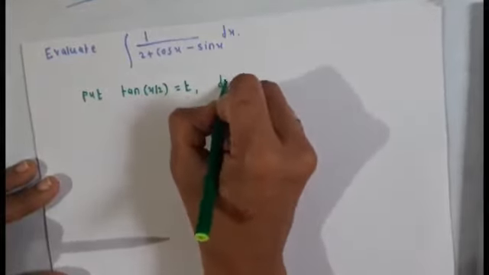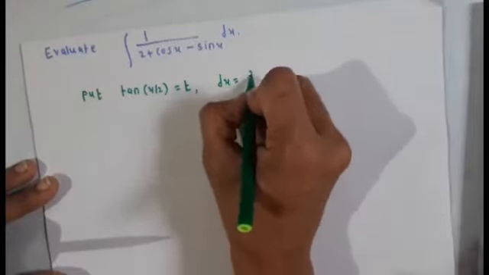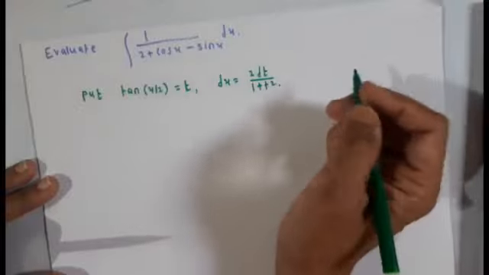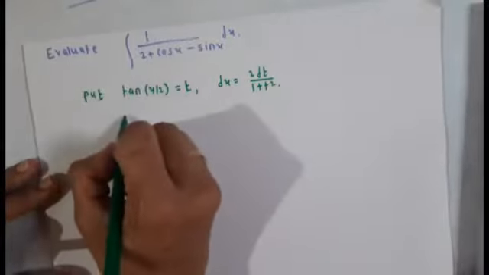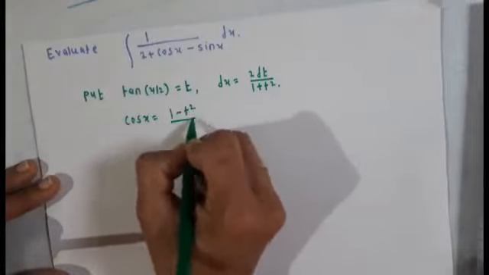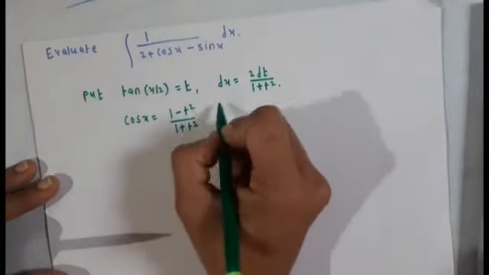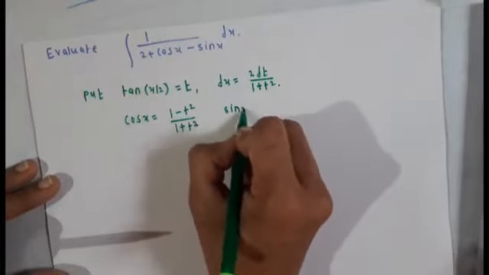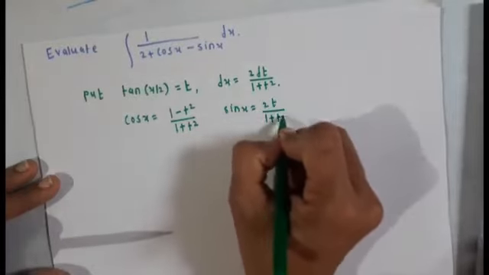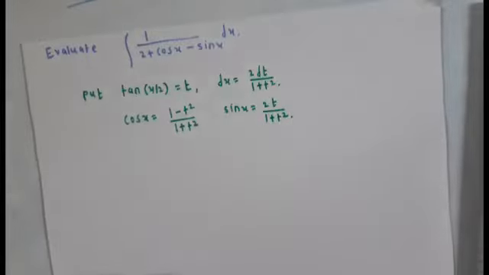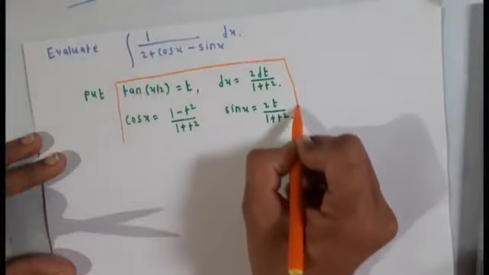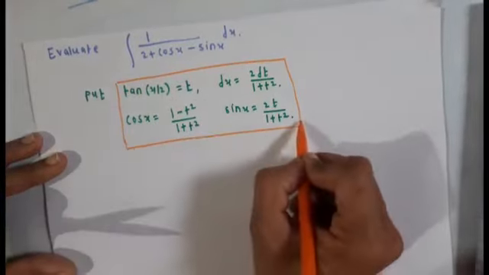Okay, then what is the value of dx? We have found dx equal to 2 dt upon 1 plus t square. Then what is the value of cos x? Cos x is 1 minus t square upon 1 plus t square. What is the value of sin x? The value of sin x is 2t upon 1 plus t square. Okay students, by using all these values, we have to simplify the above integral so that it will be easily integrable.